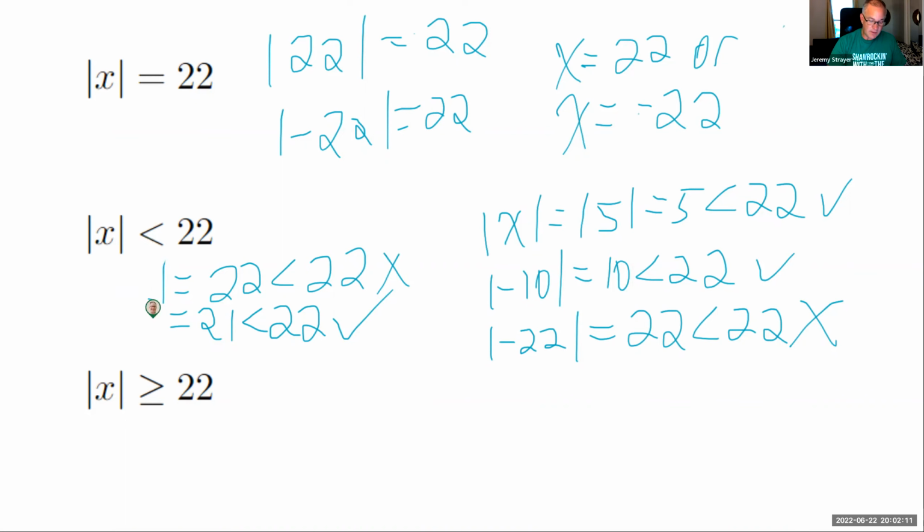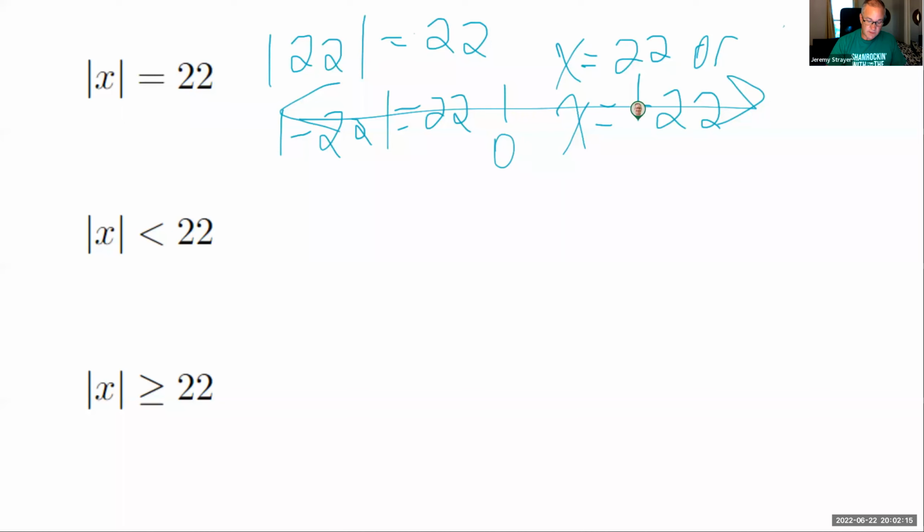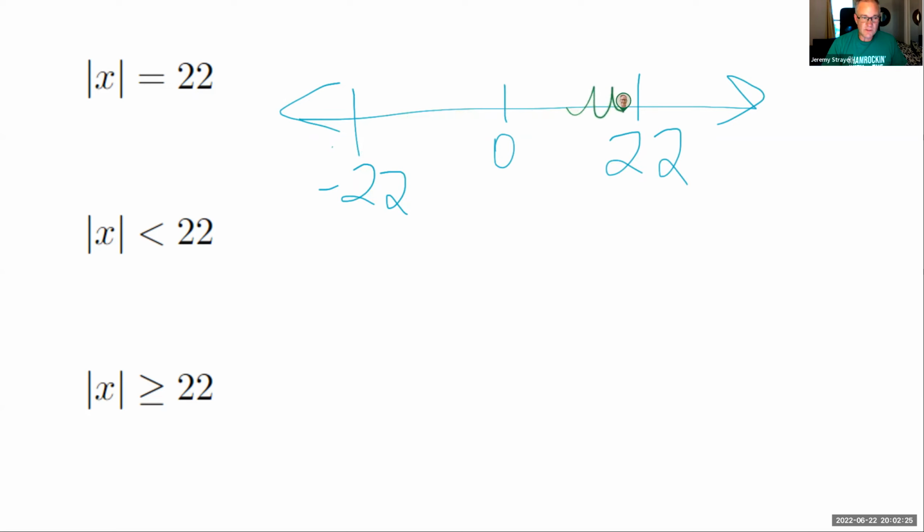So let's think about it on a number line. Here's 0, here's a positive 22, here's a negative 22. I think we just said that any number that's in between negative 22 and positive 22 for x will make this inequality true. But we said that at the boundaries, it doesn't work. So I'm going to put an open circle here at negative 22 and positive 22, because those numbers don't make the solution true. But any number in between is good to go.